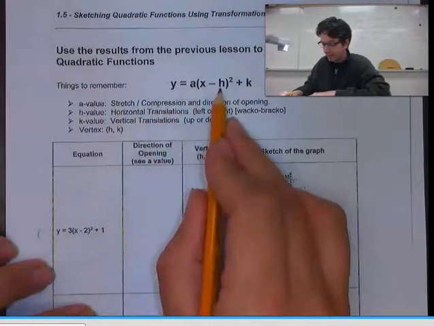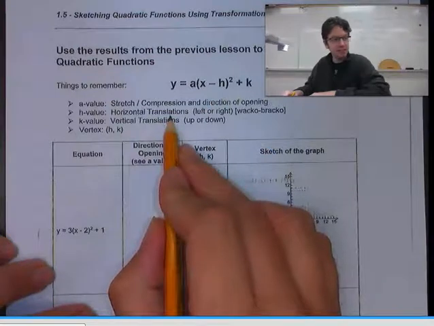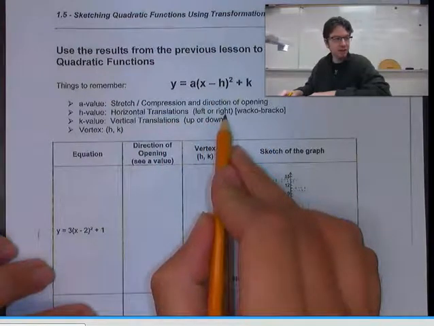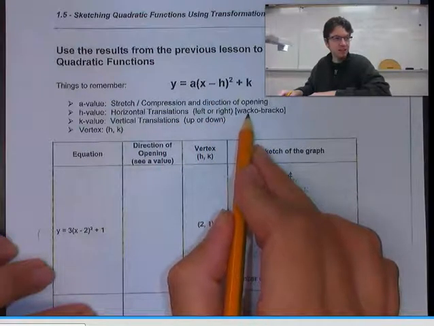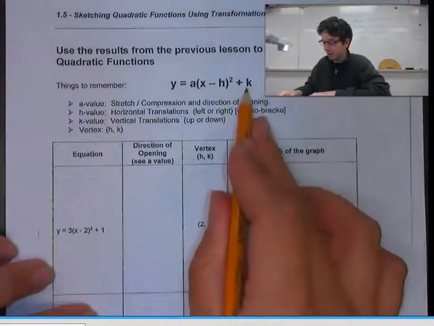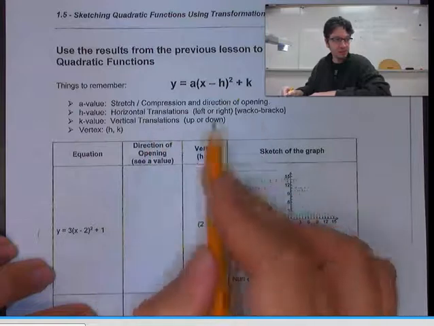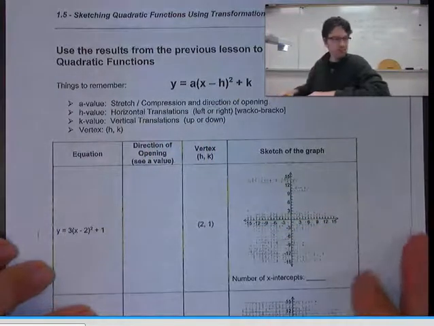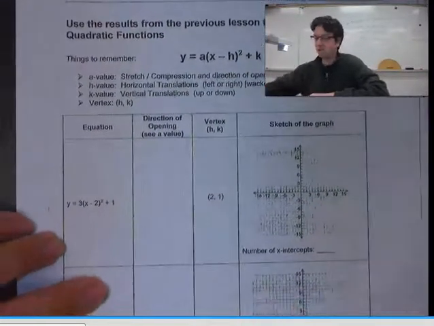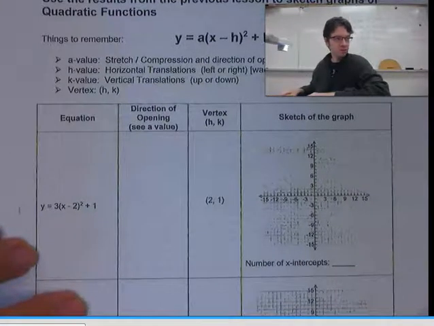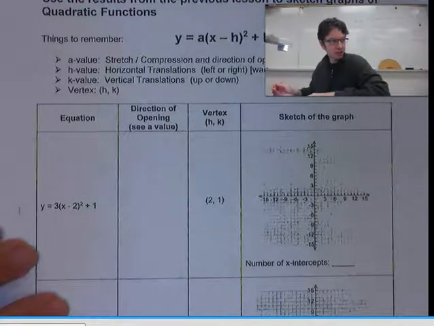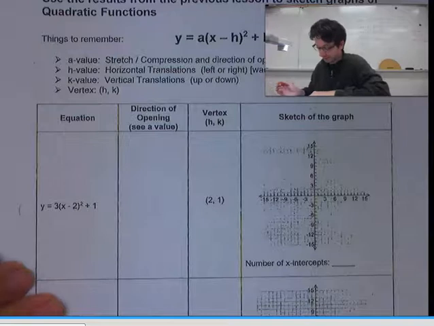We had H, which was a horizontal translation, so moving left or right. And remember, you take the opposite sign that's inside the bracket. And then we had K, which was our vertical translations, up or down. So using this information, we are going to practice sketching quadratic equations that are in vertex form.